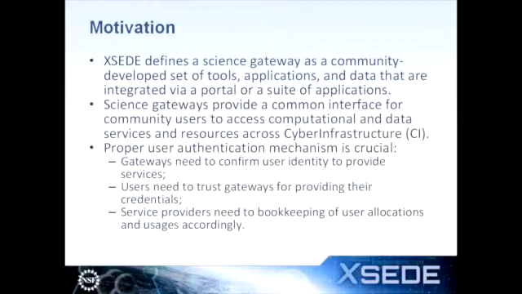First of all, gateways need to know the user's true identity in order to provide their services, while users need to be able to trust the gateways to provide them with their credentials. For example, XSEDE users need to be able to trust any science gateway to give them their XSEDE credentials that are associated with their actual XSEDE allocations. Finally, all the service providers also need to know the user's identity in order to keep track of user allocations and usage accordingly on their systems.